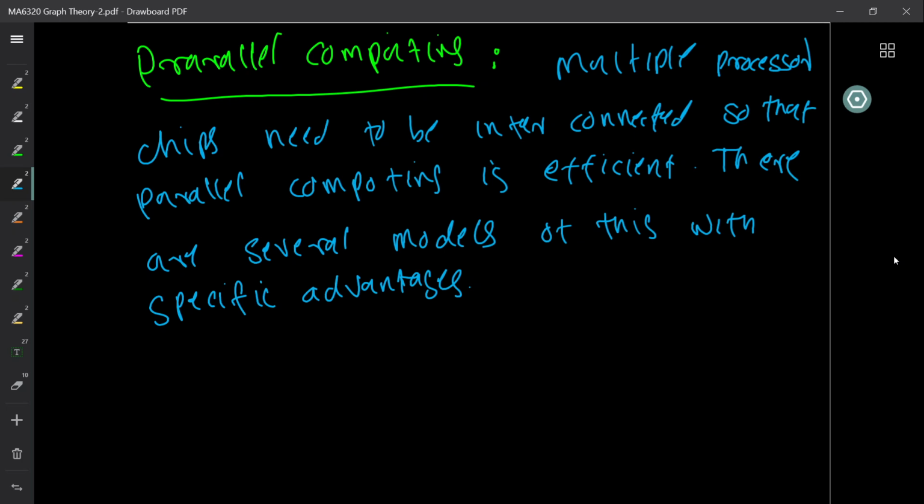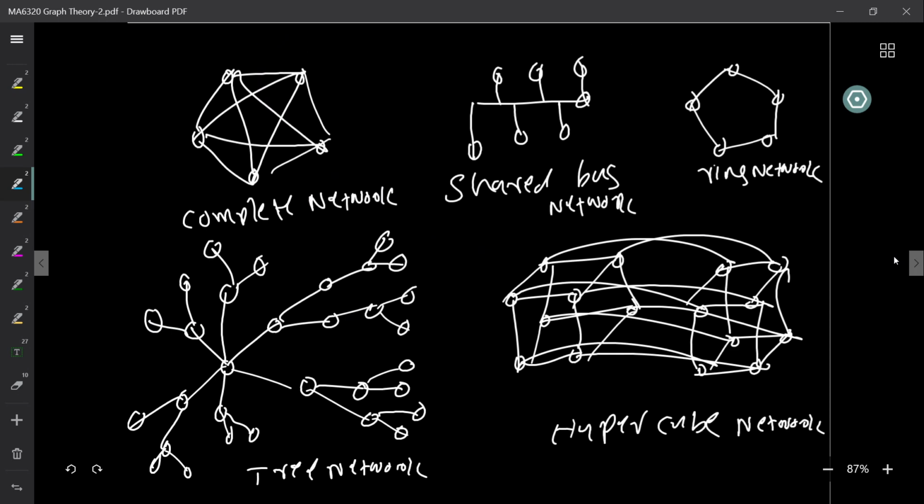So for this, one can have several models. Of course, there are other parameters. You cannot just put an arbitrary model, right? So there are several models which have been developed based on the structure of the problem and the structure of the network that we want. Here are a couple of examples. Like for example, you have the complete network where every processor communicates with each other. Of course, this makes it costlier and more difficult to implement algorithms. And several questions might require this. But then there is the shared bus network where you have a single line of communication bus, right? Which is shared by the different processors.